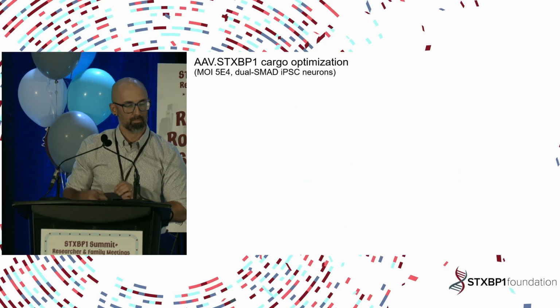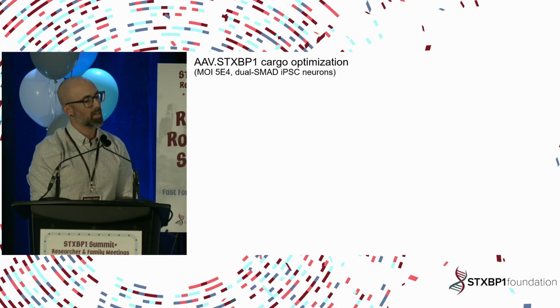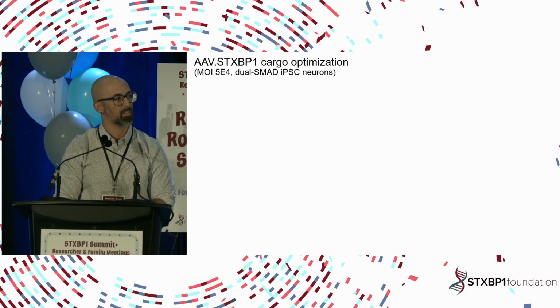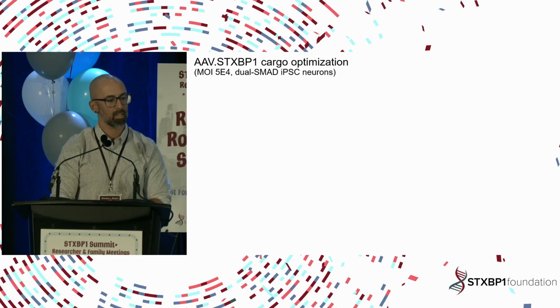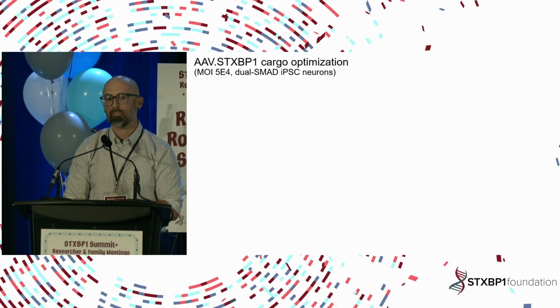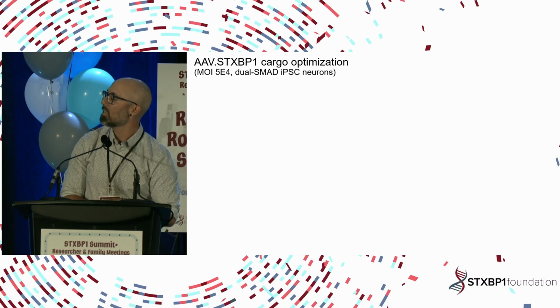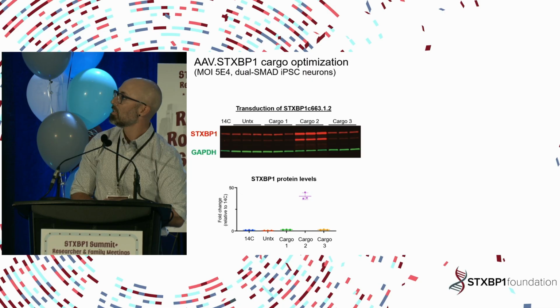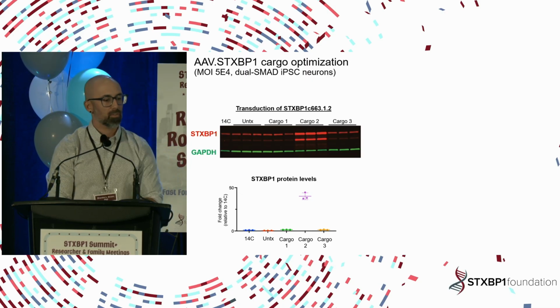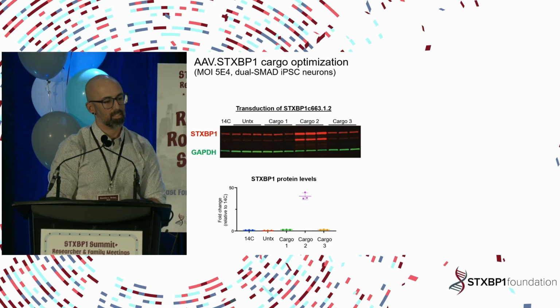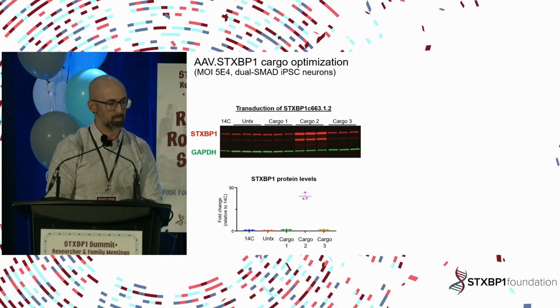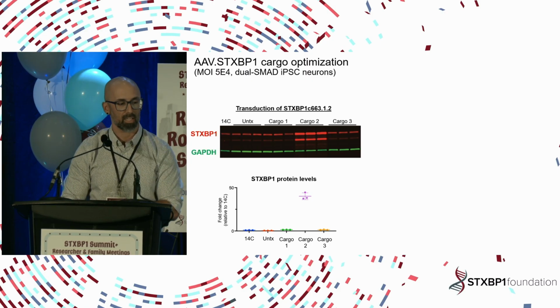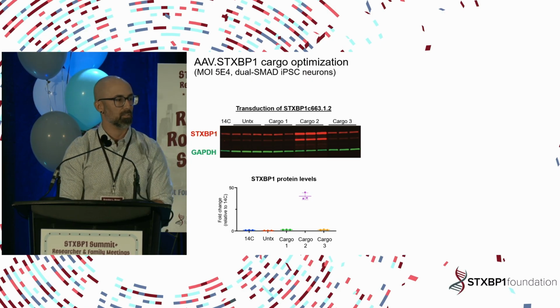And we started with a dose of 5E4 in dual SMAD-derived iPSC neurons from the stem cell core. This is a moderate dose that you'll find in the literature for these types of neurons. And you can see that cargo 2 really drives STXBP1 expression in this C663 cell line, again, well above wild type levels at a dose that's commonly used in the literature.